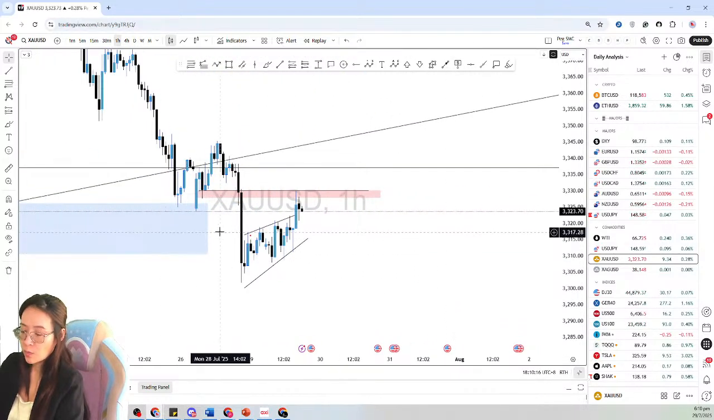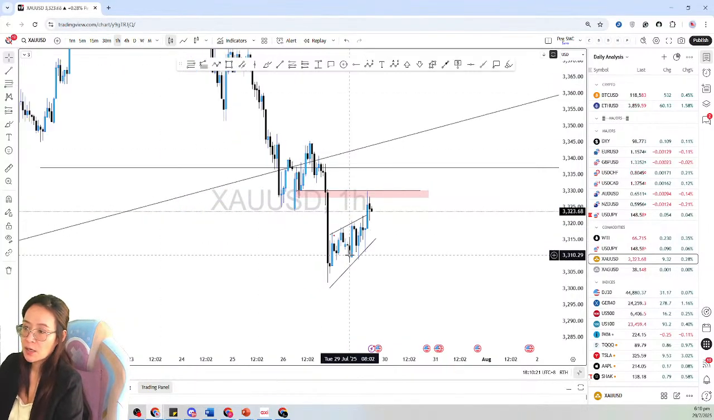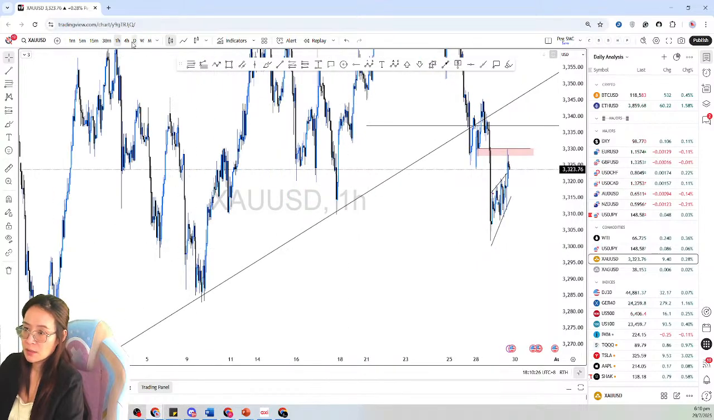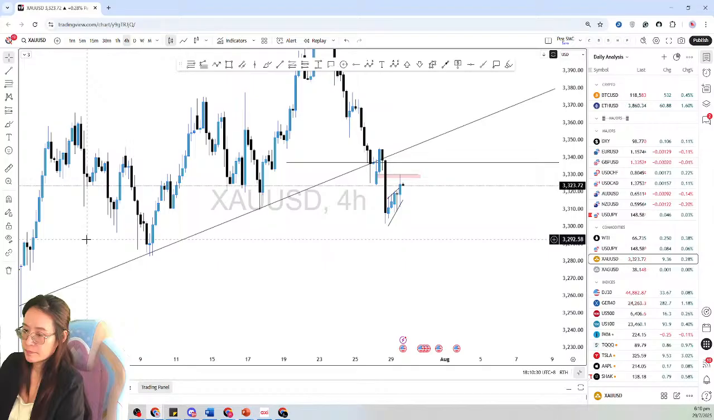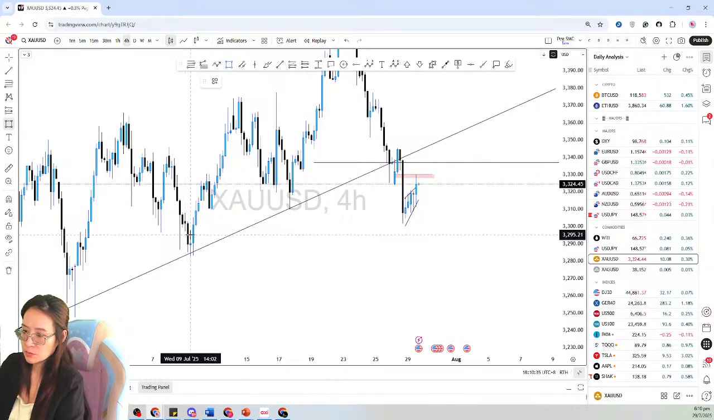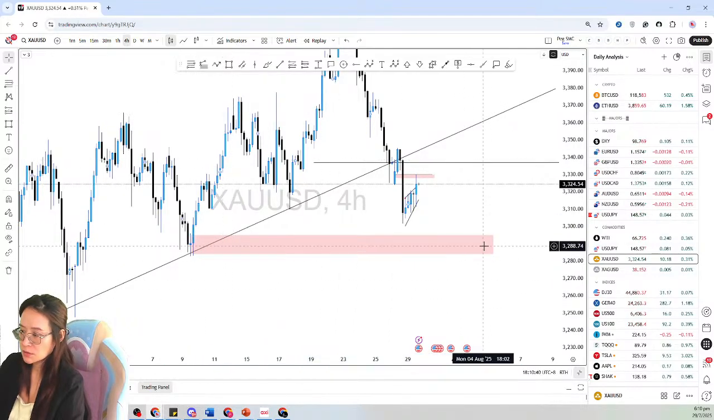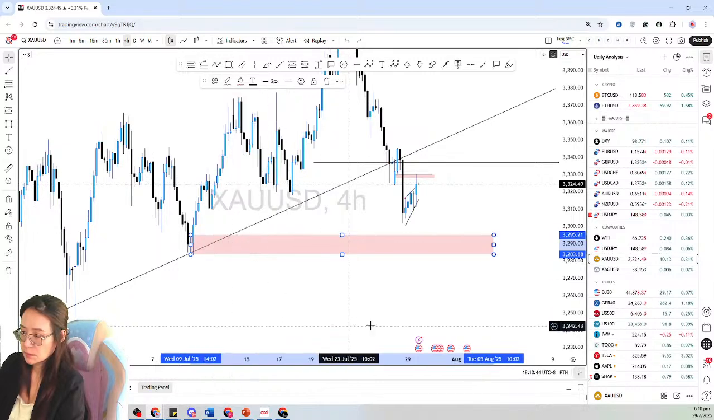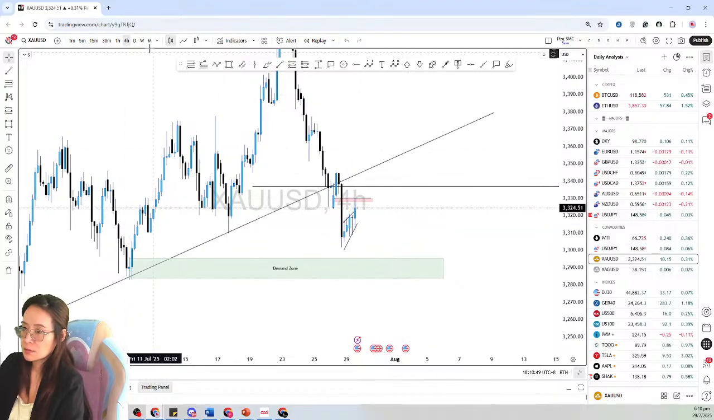Now, where is our buy entry or sell entry based on SMC? I can't see any order block right now, but let me go to the higher time frame. This is the zone I'm looking at. This is the demand zone I'm looking at.